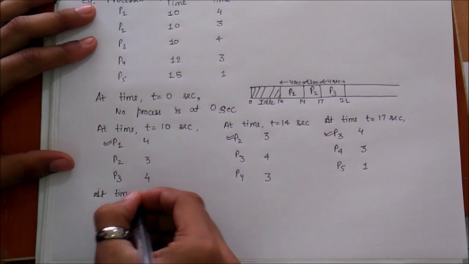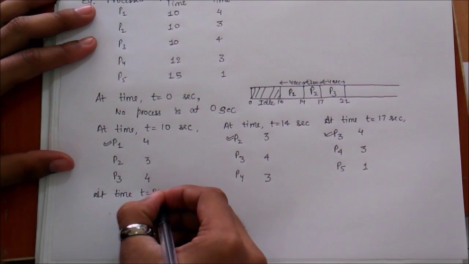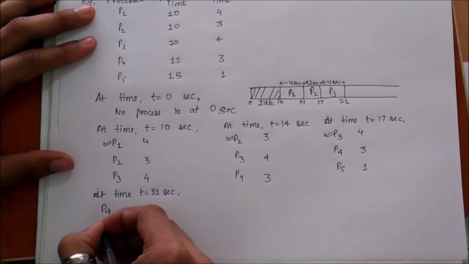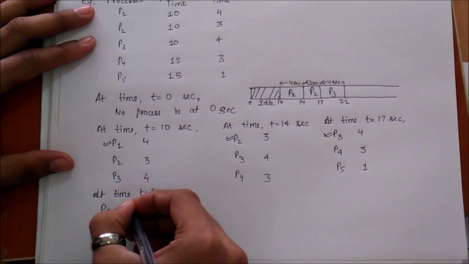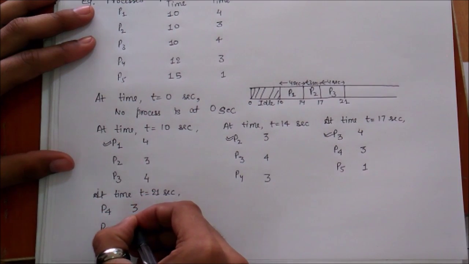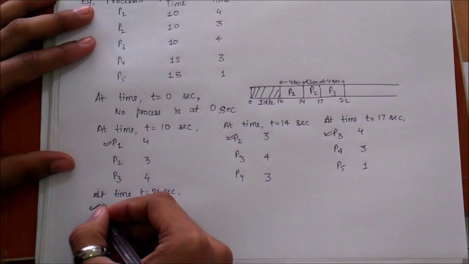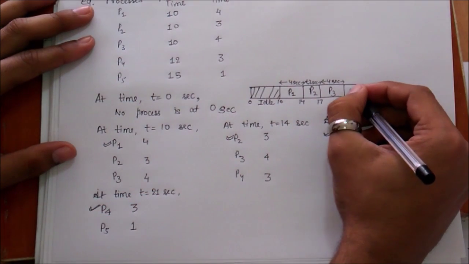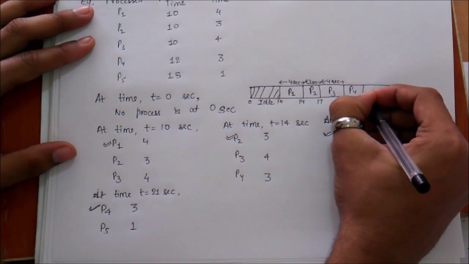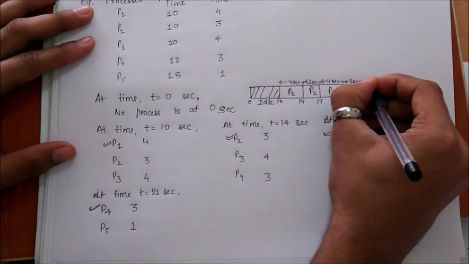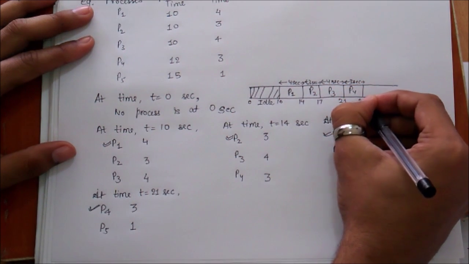Now at time t equal to 21 seconds, we have processes P4 and P5. P4 has the burst time of 3 seconds and P5 the burst time of 1 second. Since P4 is first in the ready queue, we execute P4 after P3. It goes up by 3 seconds to 24.